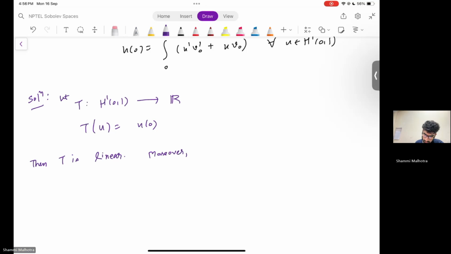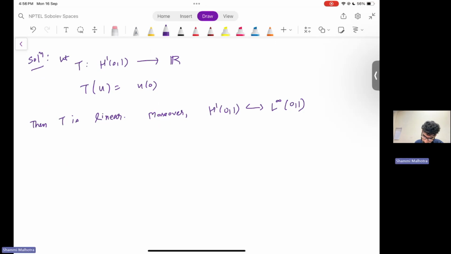Moreover, since we know that this H_0^1 is continuously embedded in the L infinity space, we know that mod u(0) is less than or equal to the L infinity norm on 0, 1, and that is again less than or equal to some constant times the H_0^1 norm.